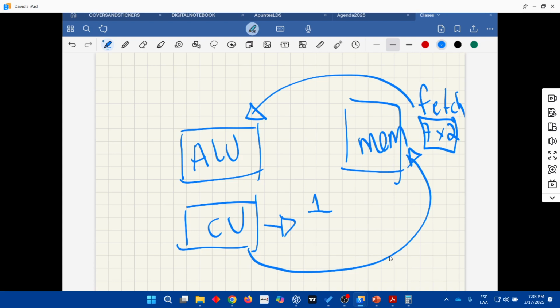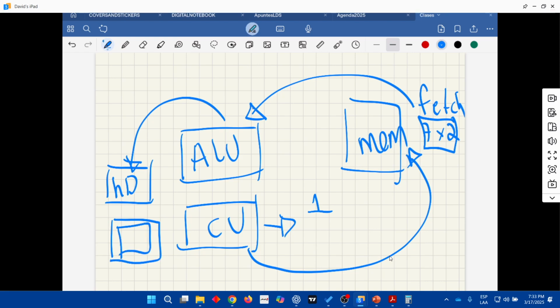Right? And let's suppose that the result is going to be stored in our hard drive, or maybe it is going to be displayed on a screen. That is what the control unit does: it fetches, decodes, and executes the instructions, and it is in charge of the flow of data. Every single arrow that you have here is the data flow, and that is managed by the control unit.